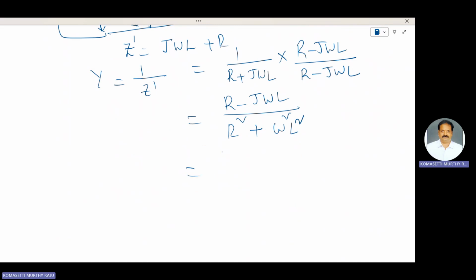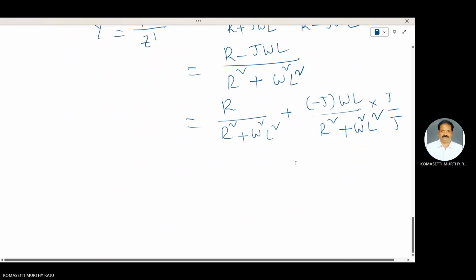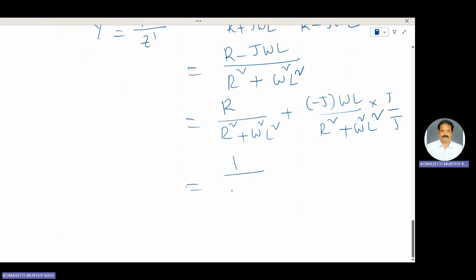That is equal to R by R square plus omega square L square, plus here minus j omega L by R square plus omega square L square. Numerator and denominator is multiplied with j. That is equal to 1 by R square plus omega square L square by R, j into j, j square is minus 1, minus into minus plus.